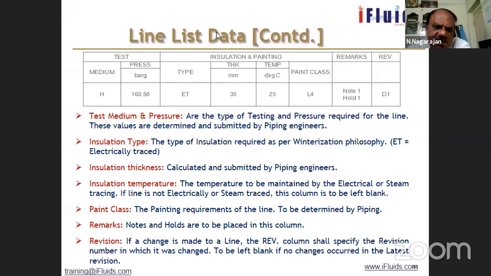Electrical tracing. It means this particular line carries some fluid which you have to maintain at an operating temperature all the time. When there is winter, it has to be maintained. So we have electrical tracing. The pipe is wound by electrical tracers, and it will be continuously heated by electrical heating. So it is called ET, electrical tracing. If you use steam for heating, it is called steam tracing. Then insulation type we have given. Insulation thickness is 30 millimeter on the pipe, and 25 degree centigrade is the outside temperature. Paint class, this is given by piping engineer. L4.